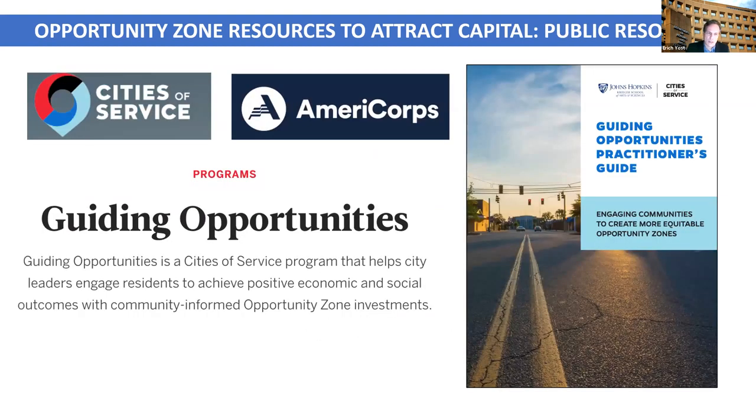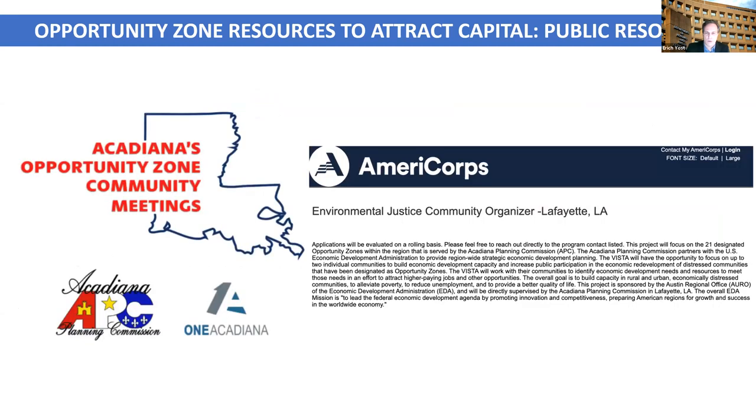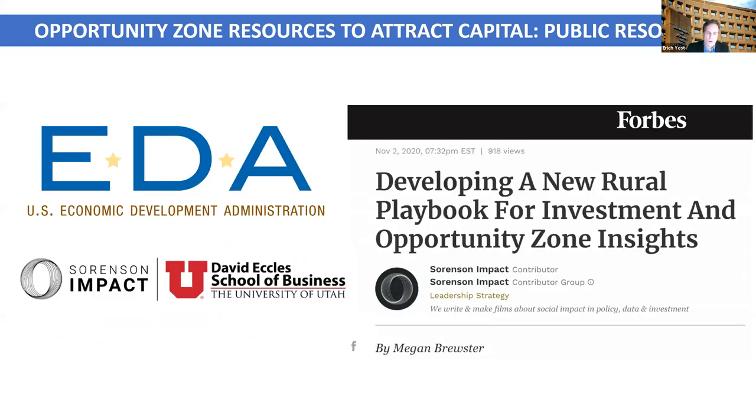Another organization called Cities of Service partnered with the federal agency that's now called AmeriCorps, bringing AmeriCorps VISTA volunteers and guiding them through working with communities. For example, working in Lafayette, Louisiana, around environmental justice for their Opportunity Zones with AmeriCorps VISTAs. Or the Economic Development Administration, another federal agency, funding work in Utah to create a playbook for their Opportunity Zone investments in the state of Utah.